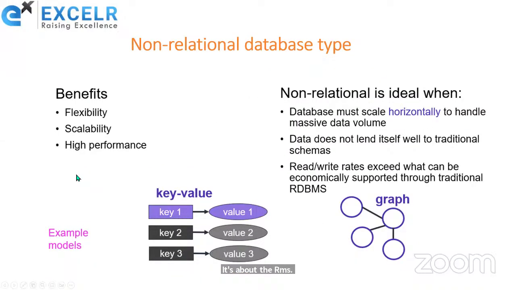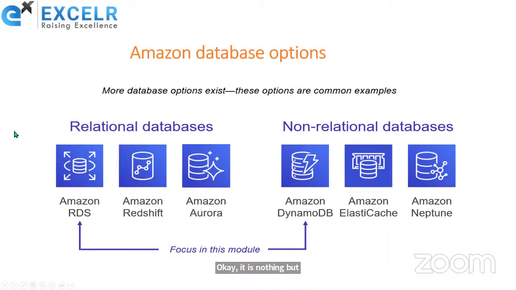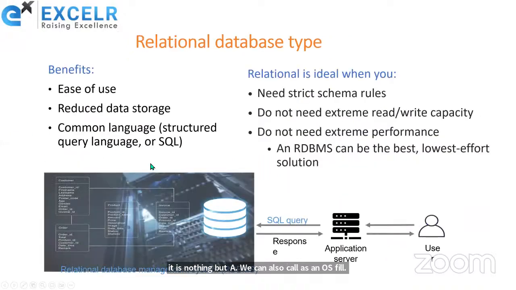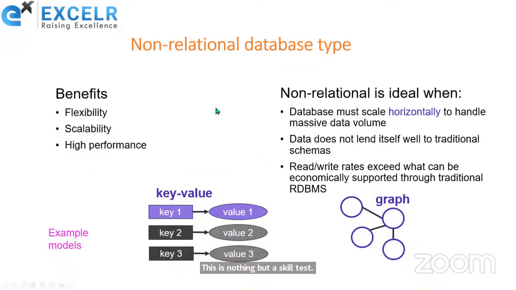Non-relational database, as I told you, is where unstructured data will be stored. Okay, it is nothing but NoSQL. We can also call it NoSQL. The other one is nothing but an SQL database, right? This is nothing but NoSQL. Okay, what are the benefits? It is flexible, it can be scalable, it has high performance. How high performance? Because all the unstructured data can be stored inside these kinds of non-relational database types.